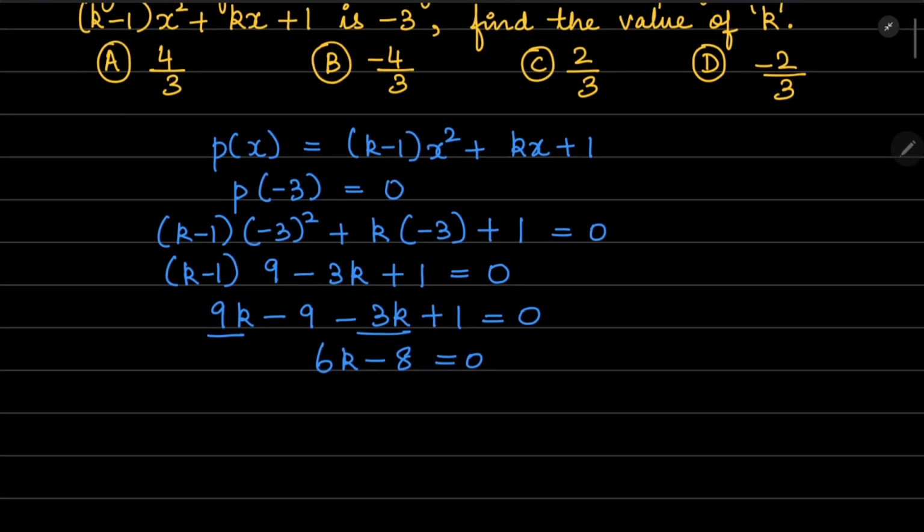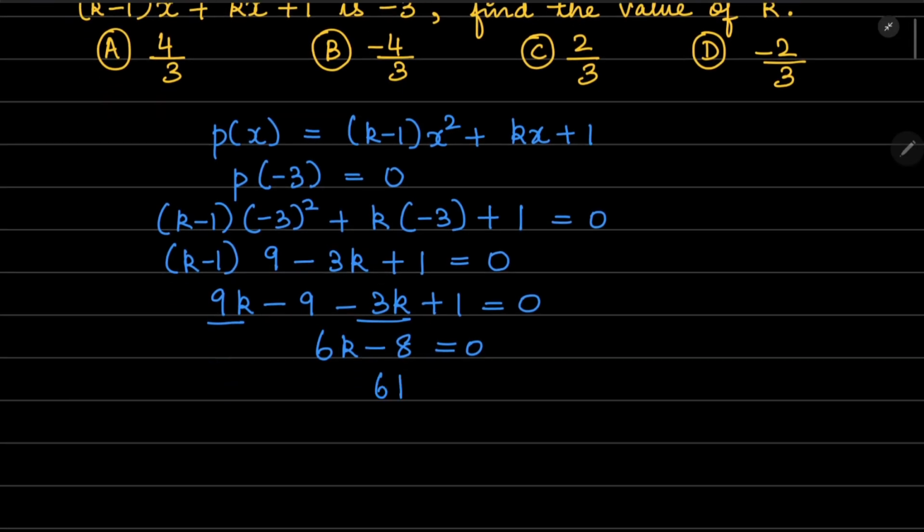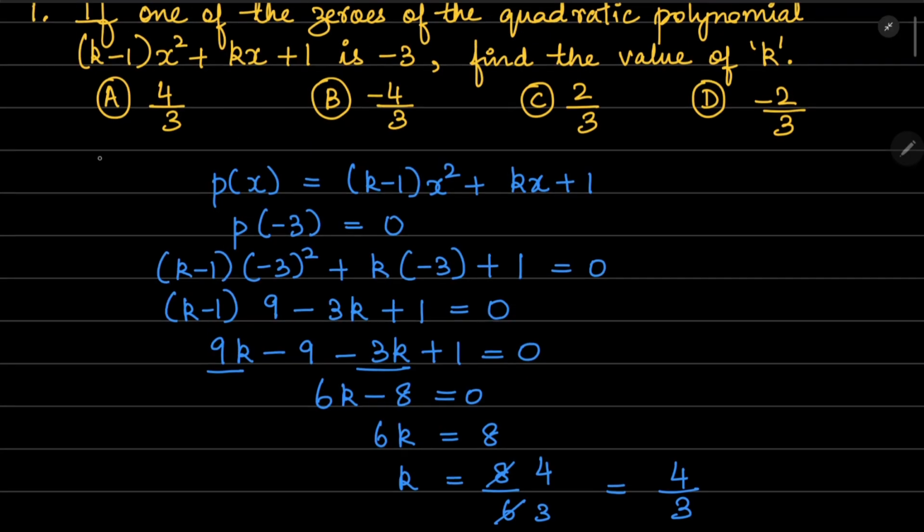So what are you getting here? 6k equal to 8 or k is equal to 8 by 6. So 2 3s are 6, 2 4s are 8. So what is the value of k? 4 by 3. So the correct answer is A, 4 by 3.